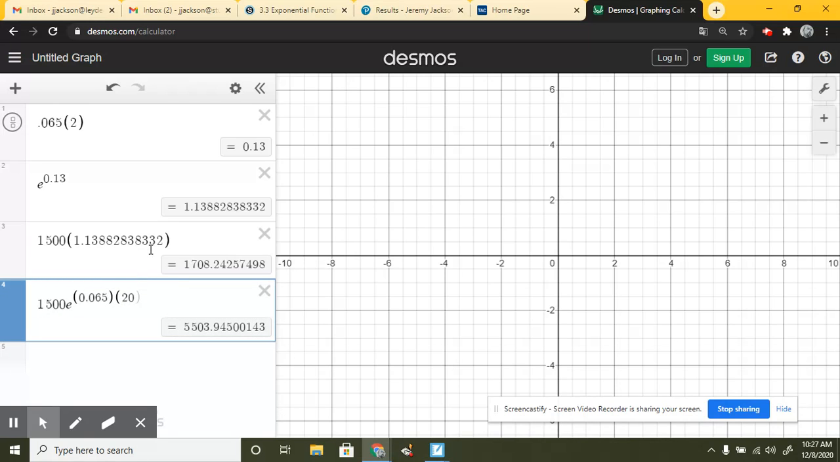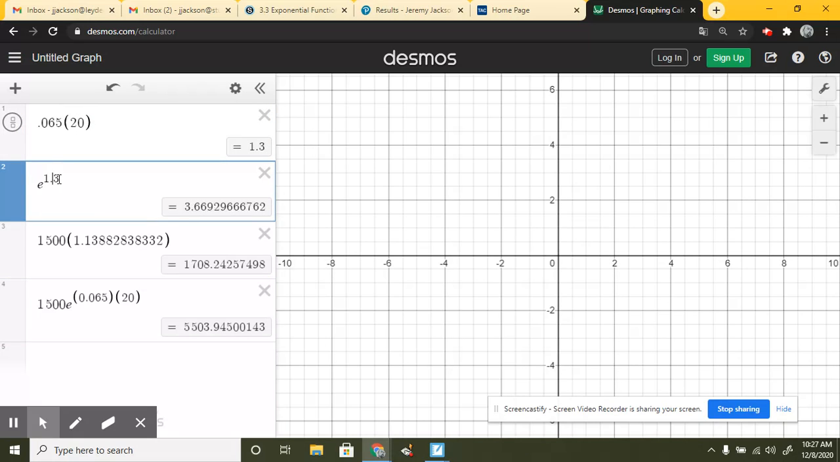And I made another mistake. Oh, times 2. So this should be 1.3. And then this would be different. See, guys, always check your work. Always check your work. There you go. So here's me plugging it into the formula just once, and here's me doing it in the two pieces prior to that. We get the exact same answer, $5,503.95.